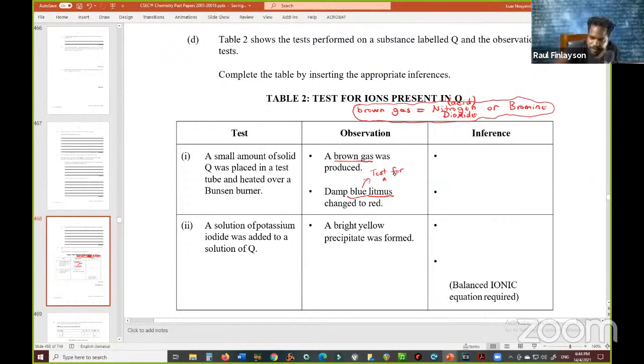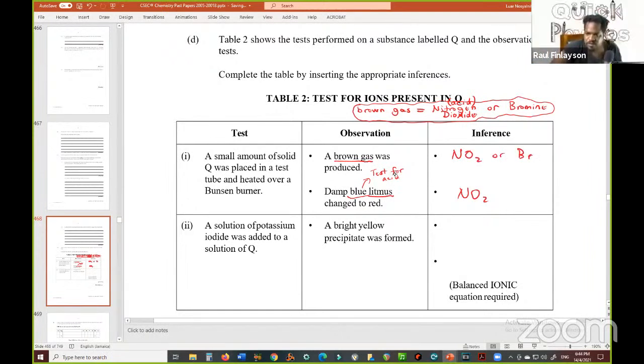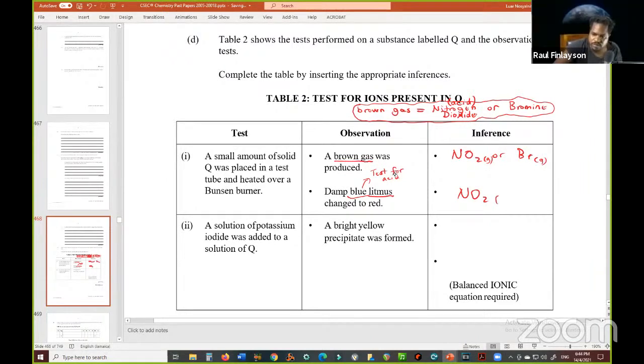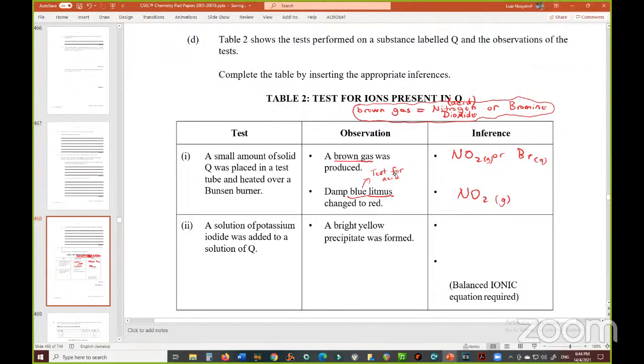So blue litmus tests for acid, and it changes to red. Which one of these is acidic? We said between nitrogen dioxide or bromine. All right, taking too long to answer, so make up your mind. It's actually going to be nitrogen dioxide. The brown gas evolved could be NO2 or Br2. All right, did you see that? Yes, sir.